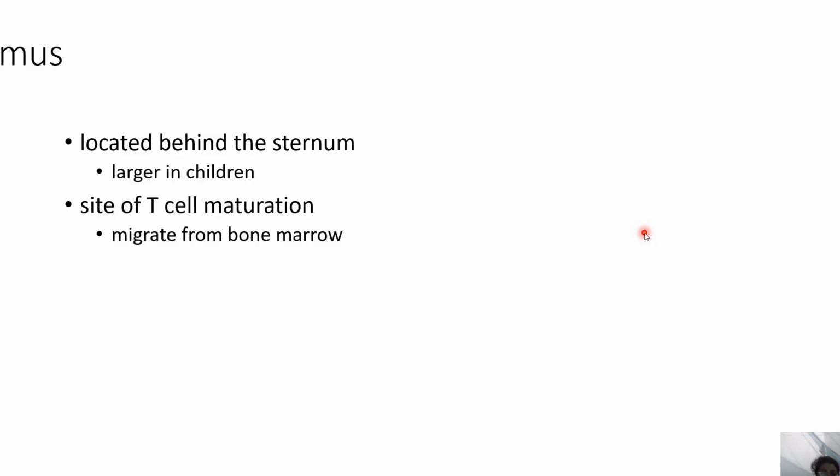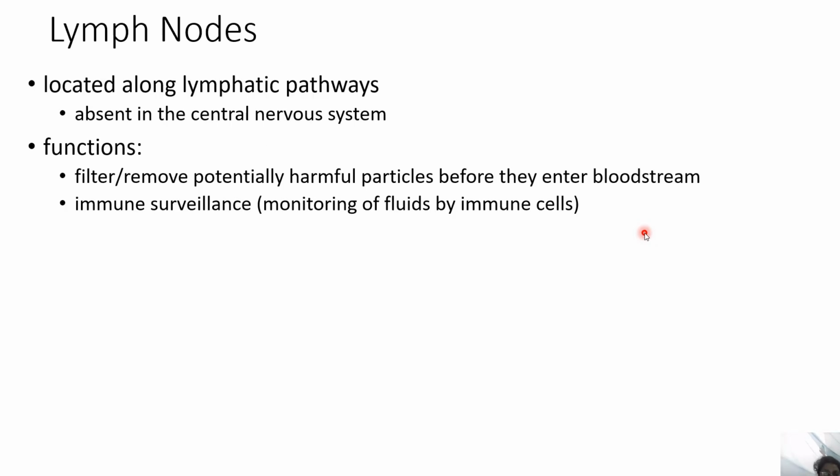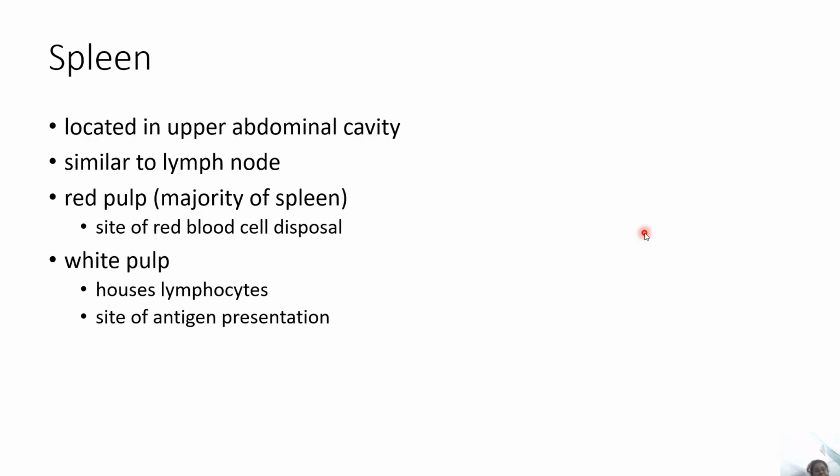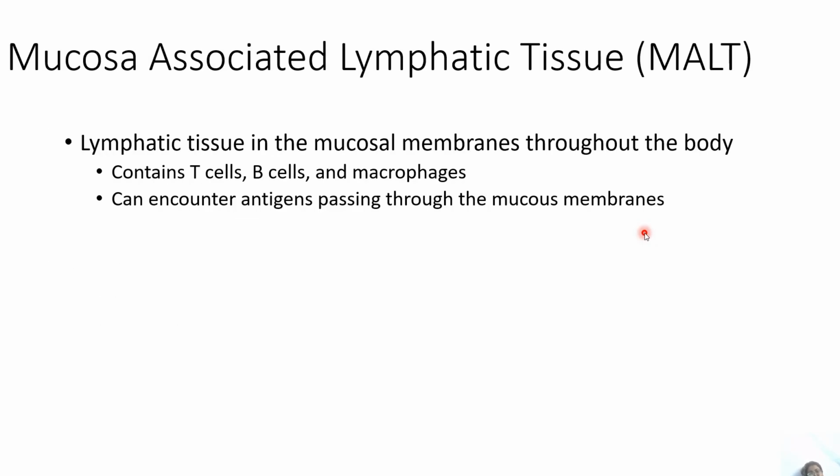Thymus: located behind the sternum, larger in children, site of T cell maturation. Lymph nodes are located along lymphatic pathways, absent in the central nervous system. They function like filters, removing potentially harmful particles before they enter the bloodstream. Immune surveillance. Spleen: located in the upper abdominal cavity, similar to lymph node. Red pulp, white pulp. Red pulp is the site of red blood cell disposal. White pulp houses lymphocytes, site of antigen presentation.